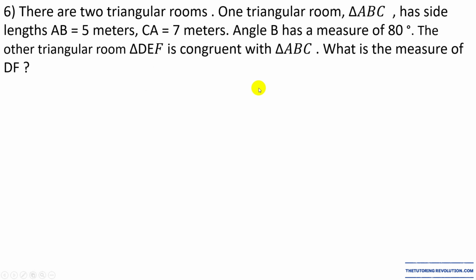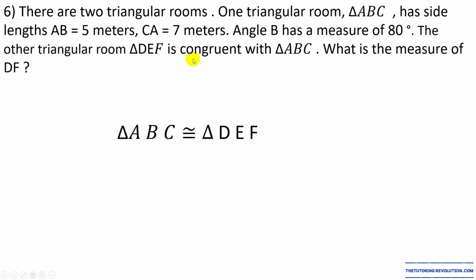Okay, problem number 6. There are 2 triangular rooms. One triangular room, triangle ABC, has side lengths AB 5 meters, CA 7 meters. Angle B has a measure of 80 degrees. The other triangular room, triangle DEF, is congruent with triangle ABC. What's the measure of DF? We have a lot of words here, but the problem is actually simpler than it looks.